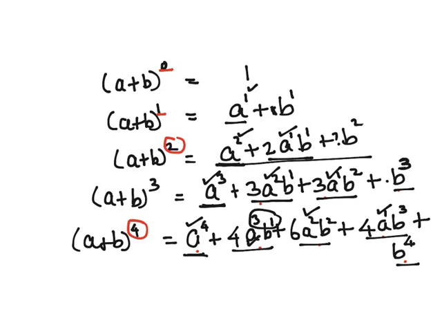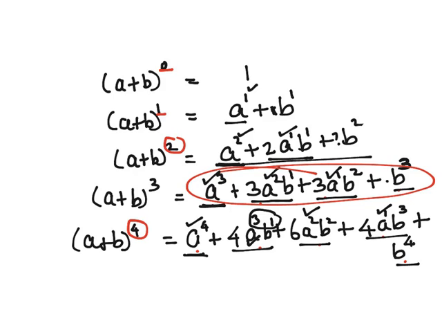So basically what you see is the power of a reduces by 1, right? The power of a cube, for example, in this expression: a cube, a squared, a, and no a. Same way, you can also notice the power of the second term, that is b, also increases by 1.